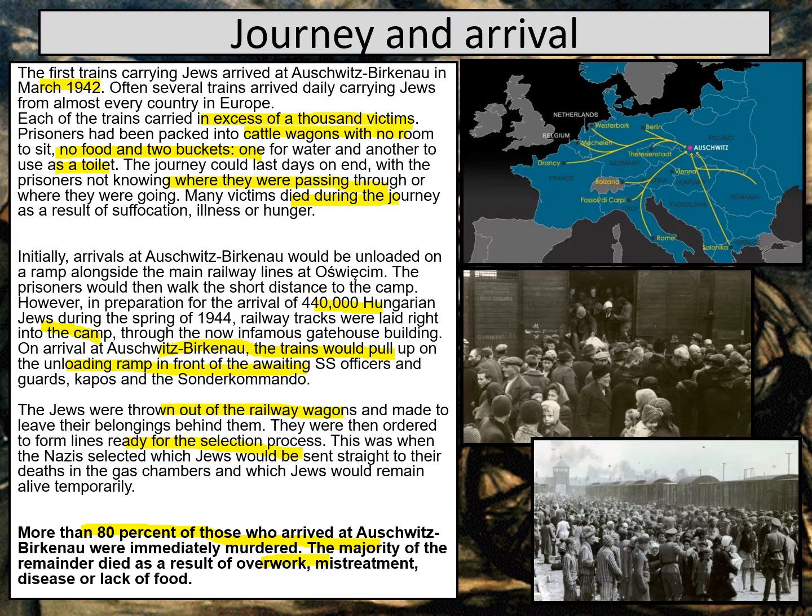So I only want you to make very brief notes on what it was like for them before the journey, during the journey, and when they get to Auschwitz. So you can pause it here to do that. I think most importantly is to get down this bottom statistic here about the 80%. I think that's the really key bit to make sure you've got down.